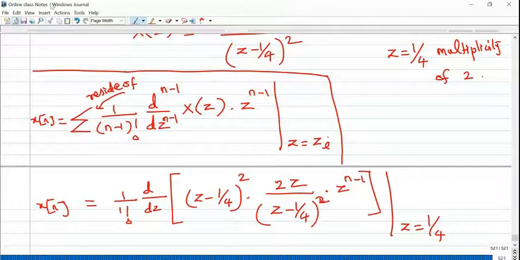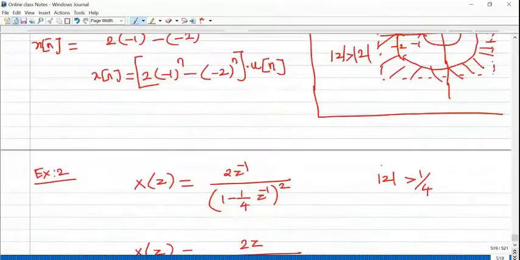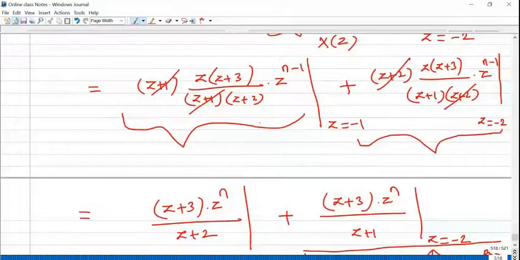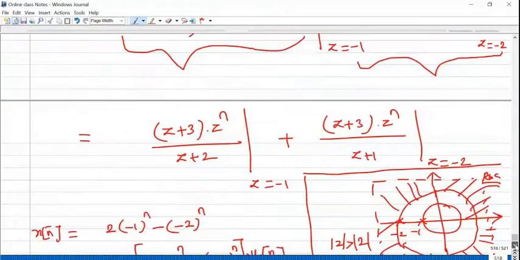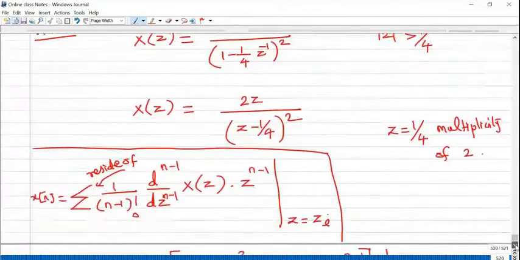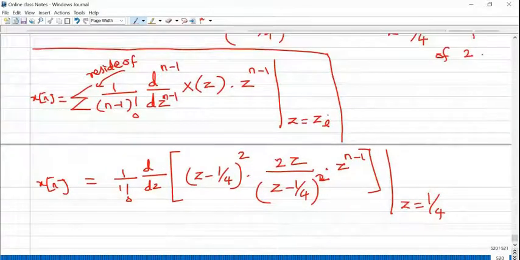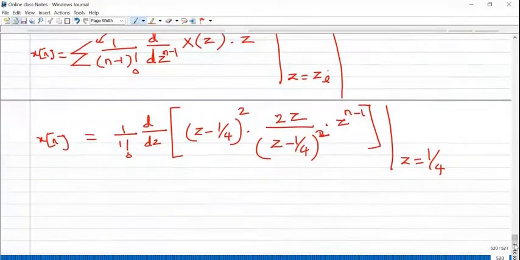What is this small modification here? In the previous problem all were simple poles, so we directly took the residue of each and every pole. Here it is order 2, so follow the procedure: 1 divided by (n minus 1) factorial, d power n minus 1 divided by dz power n minus 1, of x of z times z power n minus 1.